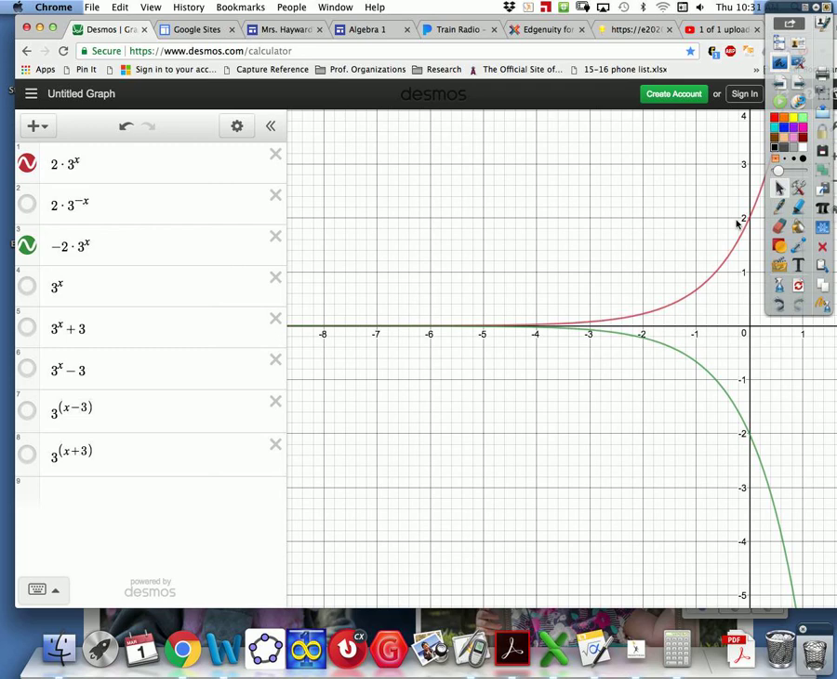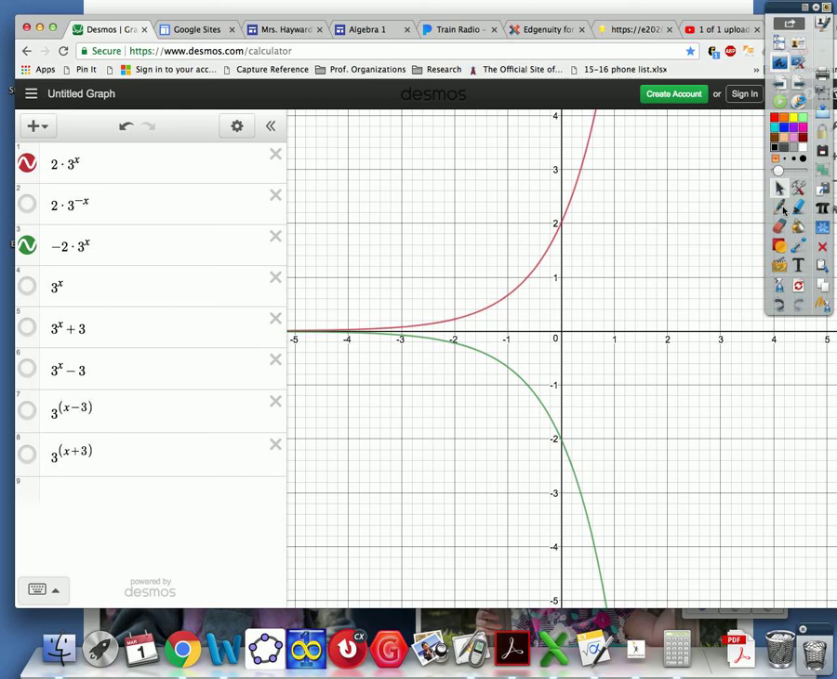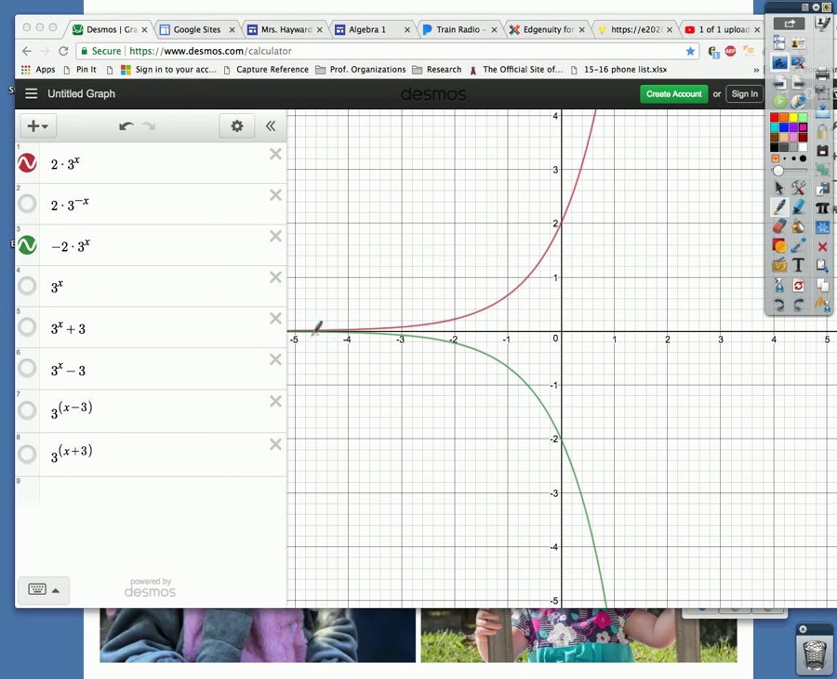If I zoom in again over here, I'll still have a horizontal asymptote at y equals 0. This isn't going to change. And just like the other one, I notice now I have a mirror image again, but now the mirror image isn't across the y-axis, it's across the x-axis, or this line is y equals 0.